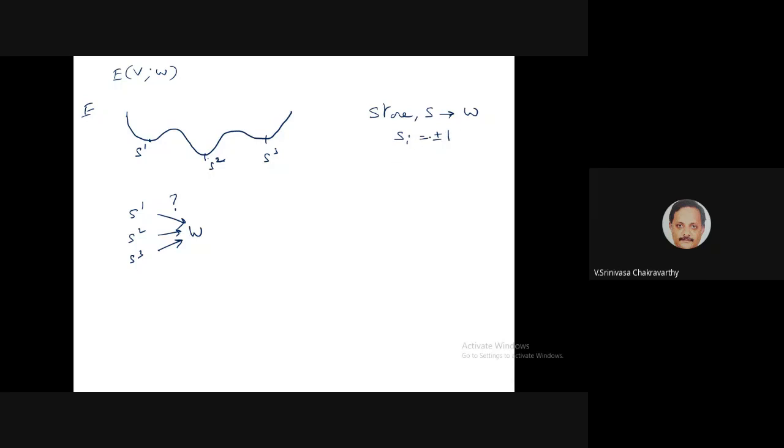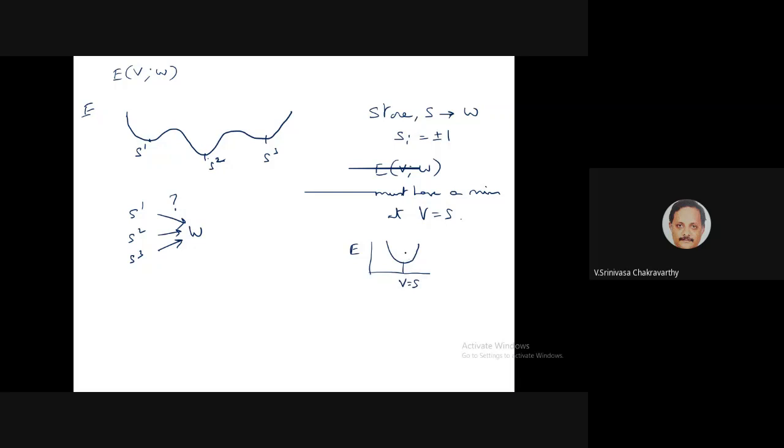Storing it in the weight matrix means I want the energy function E(V) of W must have a minimum at V equal to S. So when you go to V equal to S, E should be minimum. E should be like this. This is the E function and this is the variable V. So this should be V equal to S. At this point, E should have a minimum.